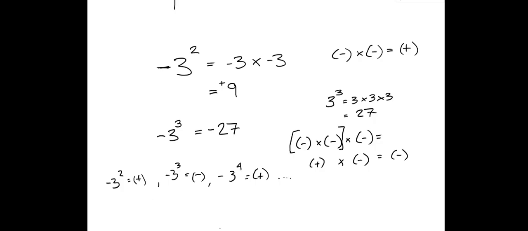So the pattern is a negative number to an even power is a positive number. A negative number to an odd power is a negative number. Let's test that out.